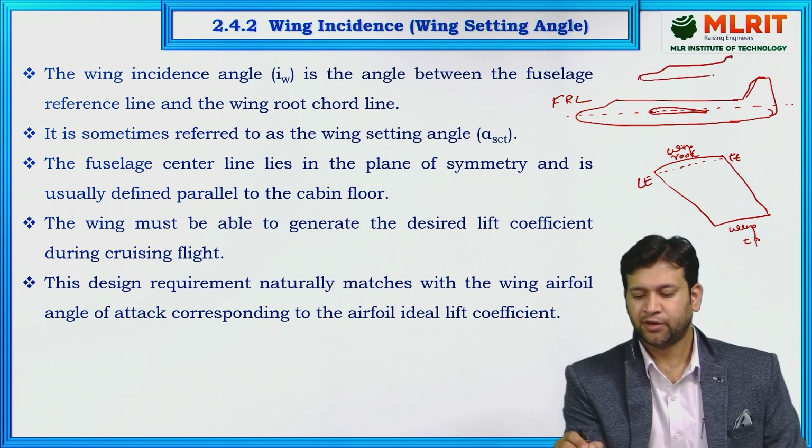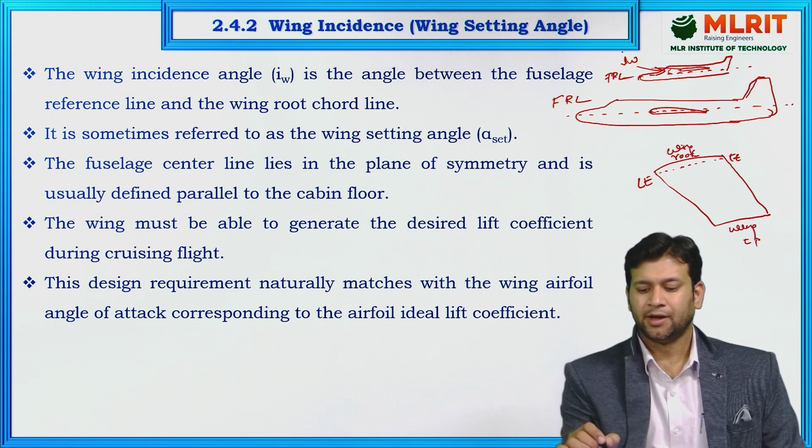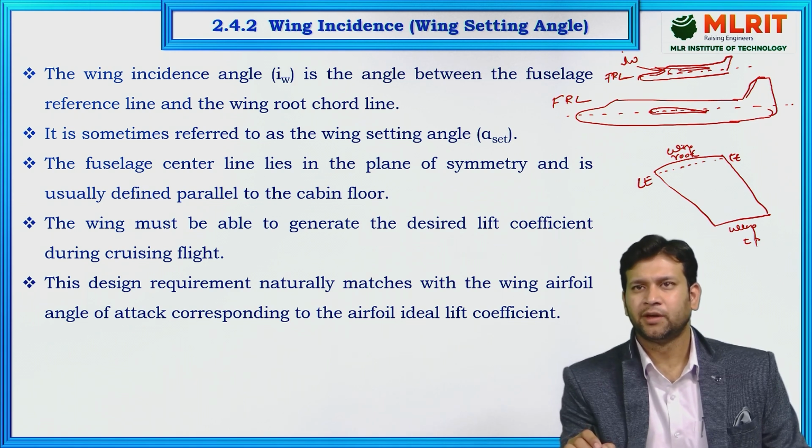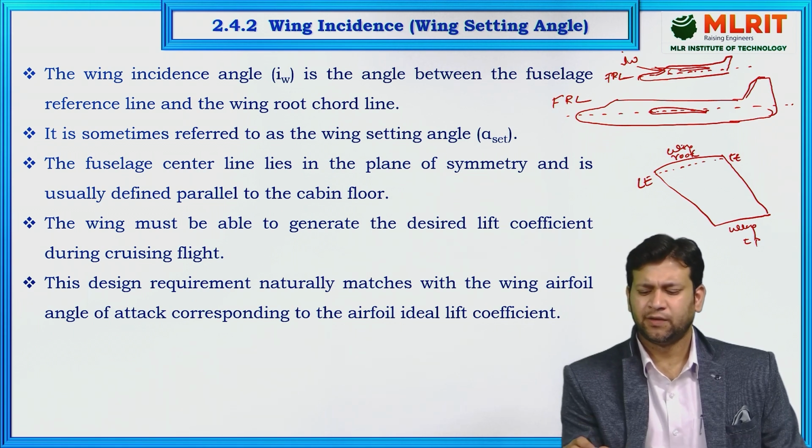Instead of a mid-wing configuration, we'll take a high-wing configuration here. This is the fuselage reference line for the high wing, and this is the chord line. Now this angle is IW, the incidence angle. In the previous case, it was a mid-wing configuration, therefore it was very difficult to trace out what the incidence angle is. Here we can see it in the high wing configuration, and even for the low wing.